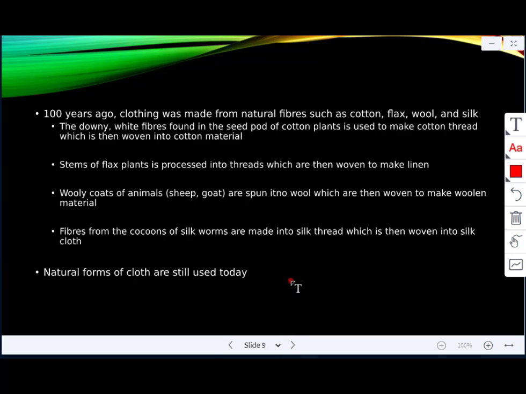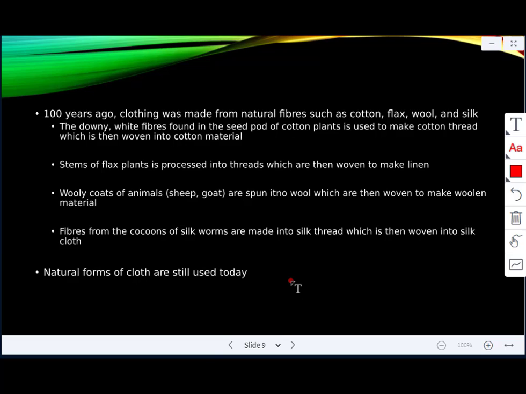All right, some of the natural fibers. 100 years ago, clothing was made from natural fibers, which includes things like cotton, flax, wool, and silk. From cotton, there are white fibers found in the seed pod of cotton plants, which were then used to make cotton thread and then woven together to make cotton material. From flax, the stems of flax plants were processed into threads, which were then woven together to make linen.